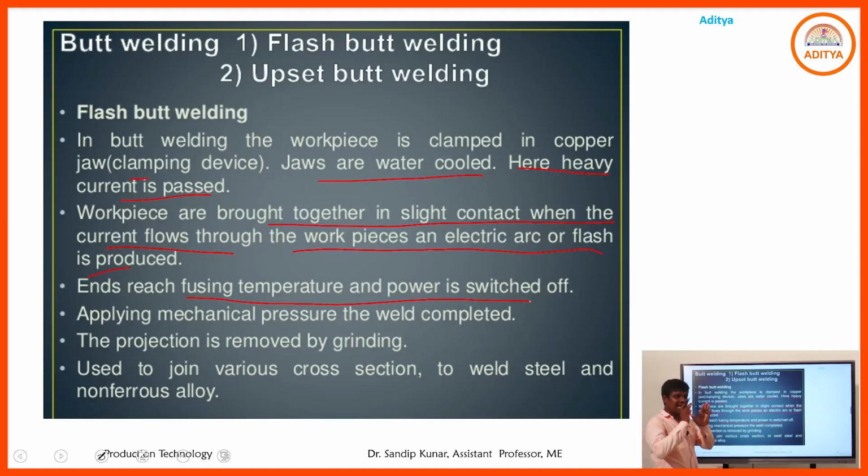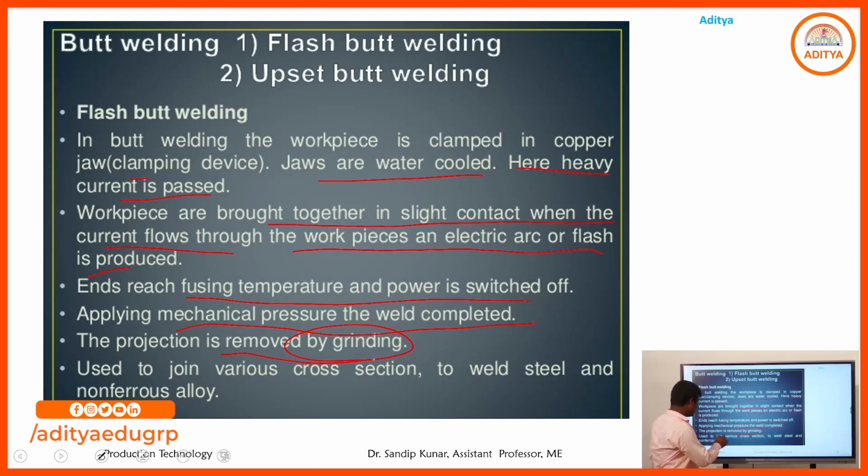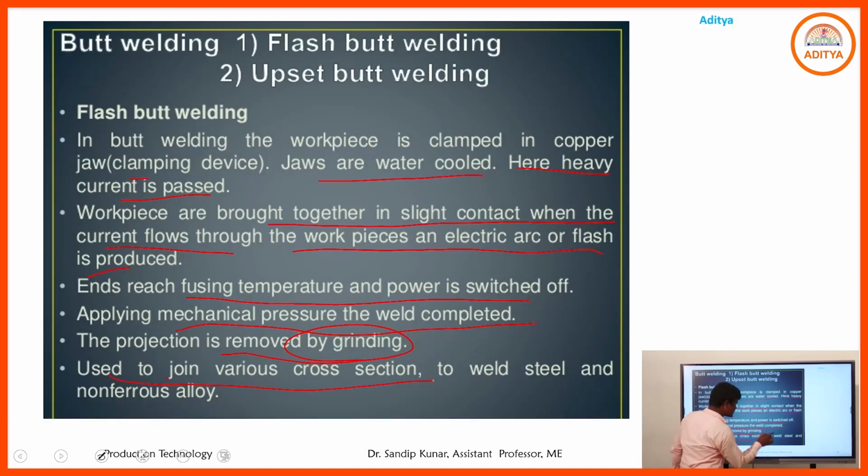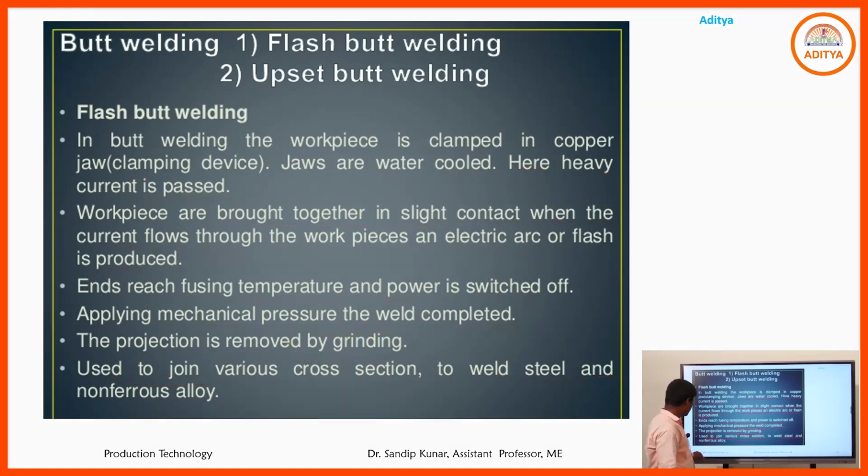When both end portions of the rod are fused, meaning converted into a molten state, at that time we switch off the power, and applying the mechanical pressure, the weld is completed. The projection is removed by grinding. Sometimes after joining, some projections are created, so for getting a good finish of the welded joint, we do grinding. It is also used to join various cross sections, steel and non-ferrous alloys. We have joined using this process.